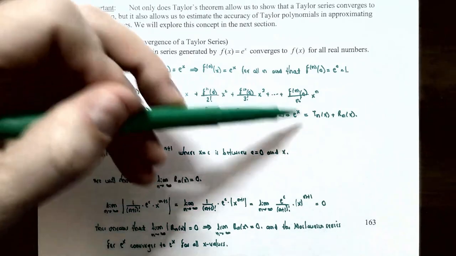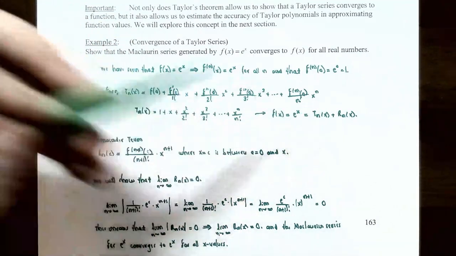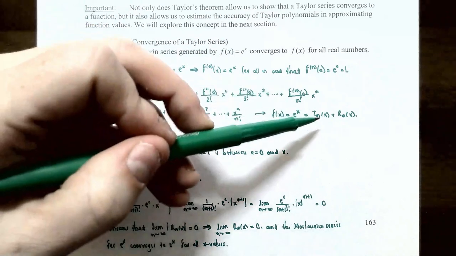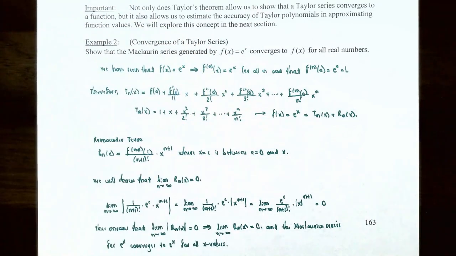Well, your original function was f of x, it was e to the x. That is the sum of your nth degree Taylor polynomial, T sub n of x, this polynomial, plus a remainder term, R sub n of x. So now let's talk about the remainder term.